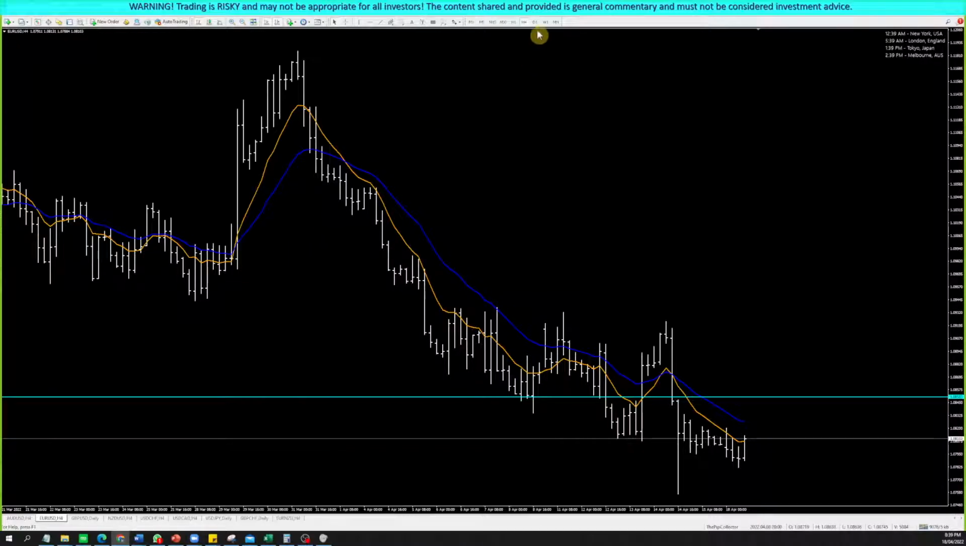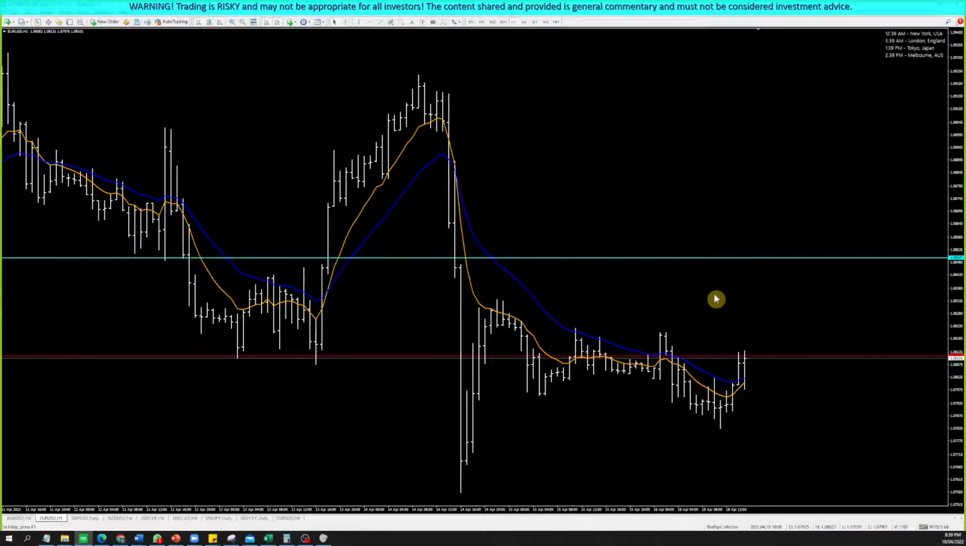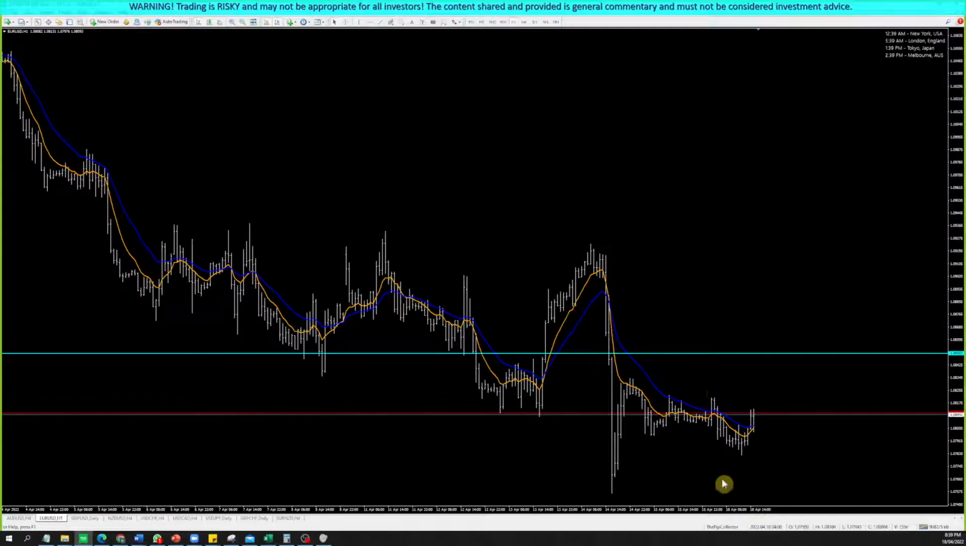Okay, so just checking there. I'm trying to go lower time frame to make more sense of this one, but it's difficult to understand where this price wants to go right now. So that's a good sign for me to say no to Euro USD at the moment.